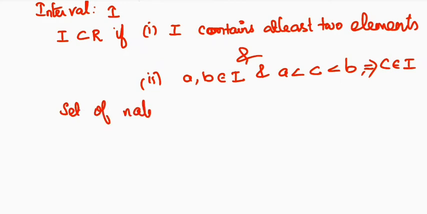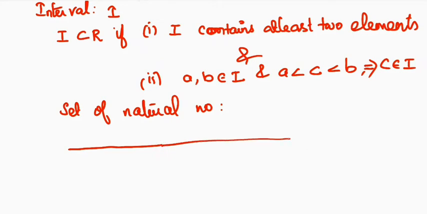What is it? The set of natural numbers. We are going to check whether it is an interval or not. I'll mark the set of natural numbers on the number line. It starts from 1, then 1, 2, 3, 4, like that. In the real line, I'm going to mark the natural numbers alone. So which are the natural numbers?